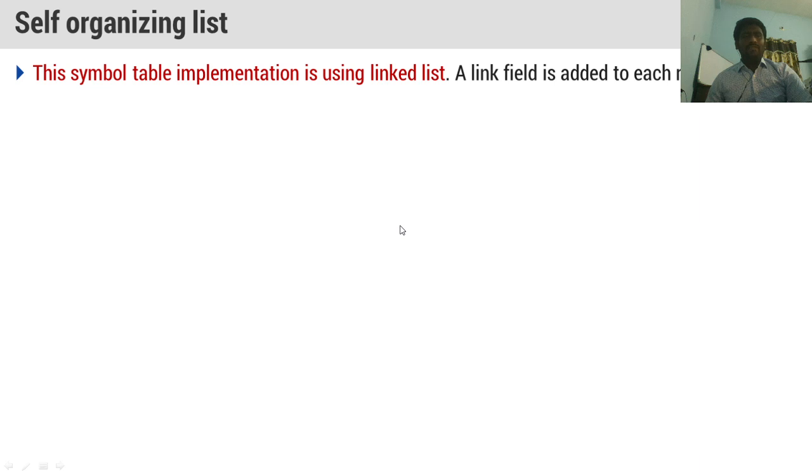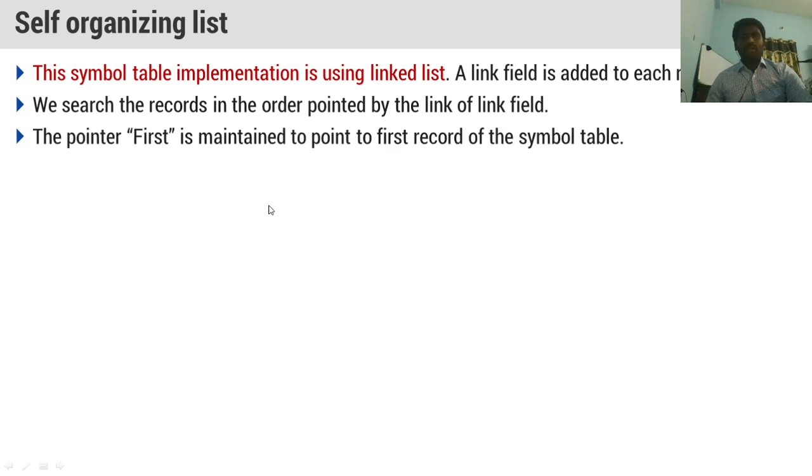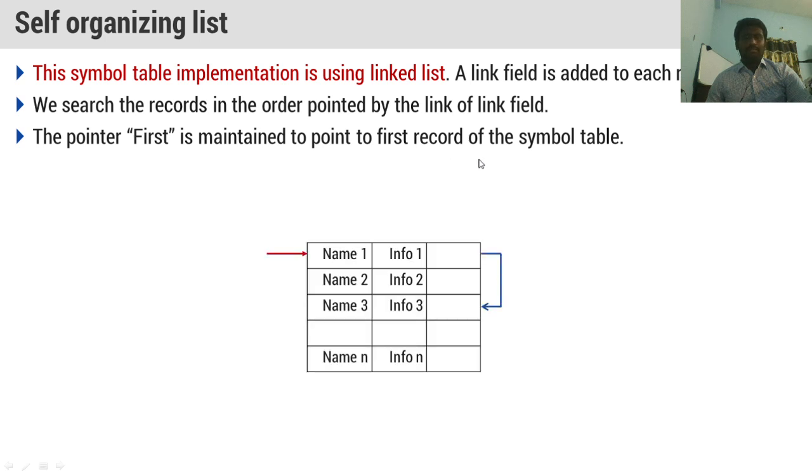The next one is the self-organizing list. This symbol table implementation uses a linked list, and a link field is added to each record, and we search the records in the order pointed to by the link field. First, a pointer called first is maintained to point to the first record of the symbol table. Here we see name 1, name 2, name 3, and so on, name n, and information 1, 2, 3, and so on, information n.